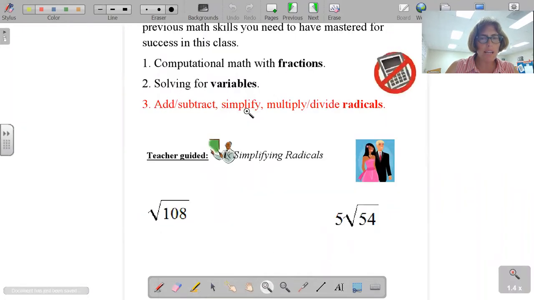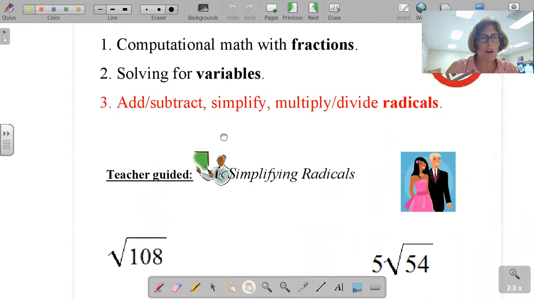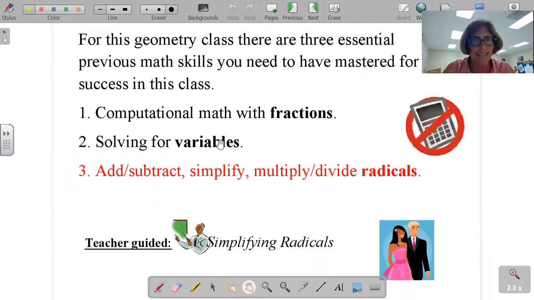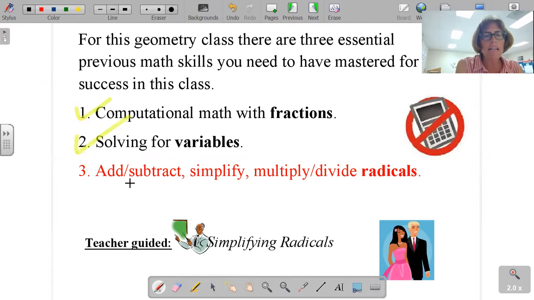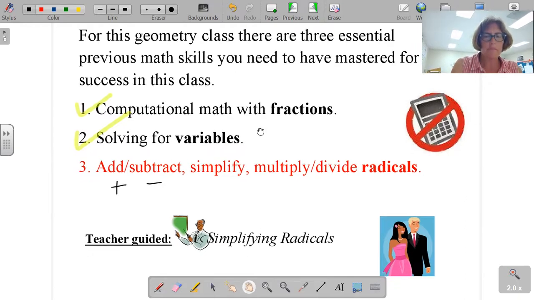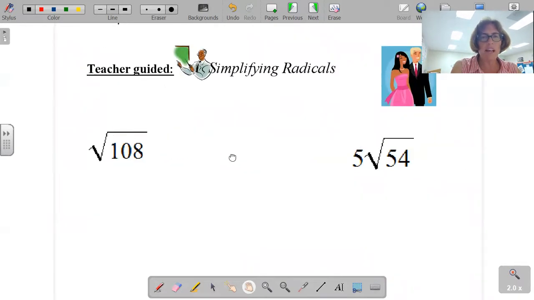What are we doing today? Like the previous algebra lesson, where we did computational math with fractions and solving for variables, today we're going to add, subtract, simplify, multiply, and divide radicals, better known as square roots. We're going to start by simplifying radicals.